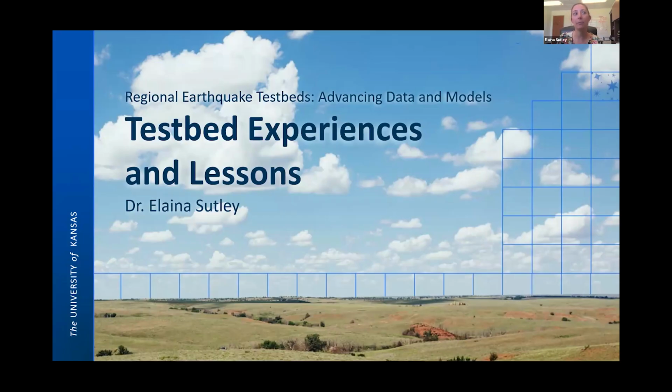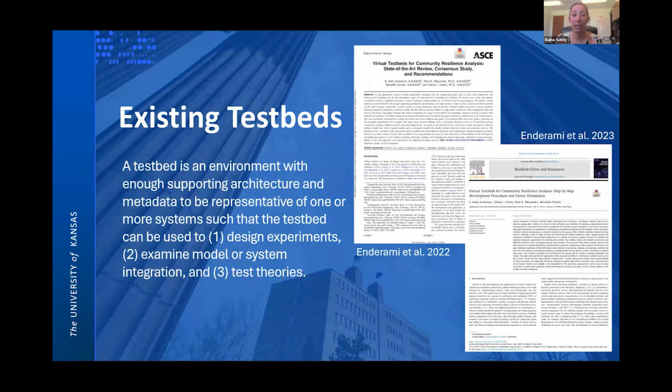To really realizing and seeing community resilience in another light. So test beds can help enable multidisciplinary teams to design, test, integrate, verify, and validate resilience algorithms and numerical models at different scales and resolutions, which is critical for interdependencies. So what is a test bed?